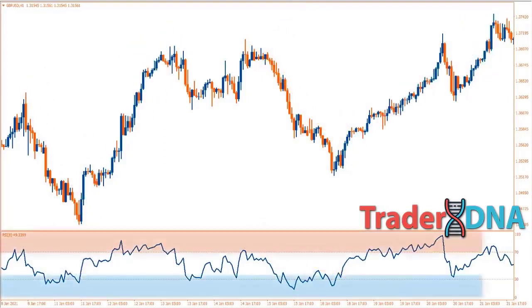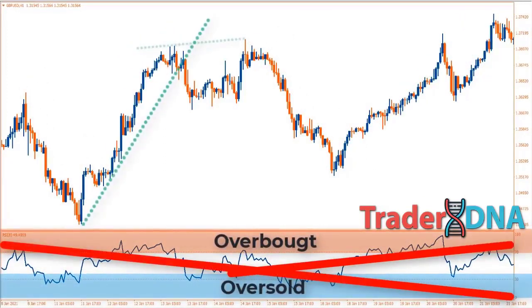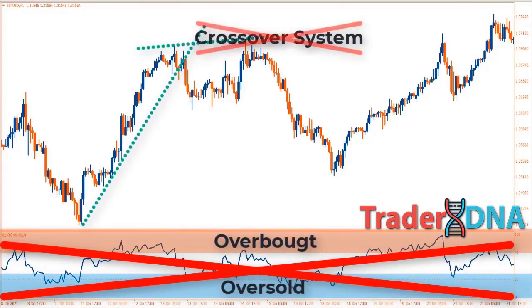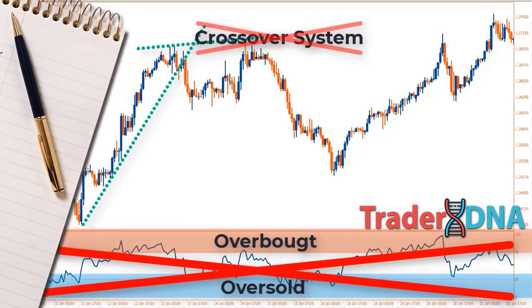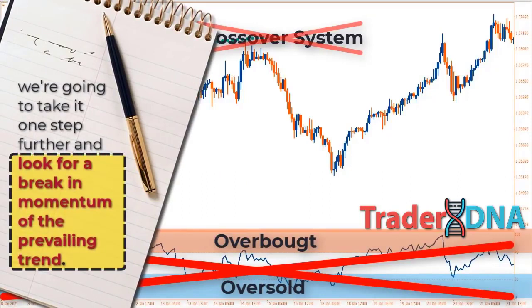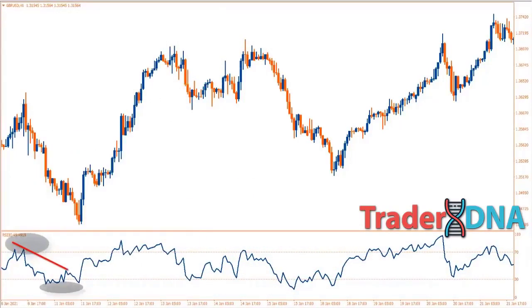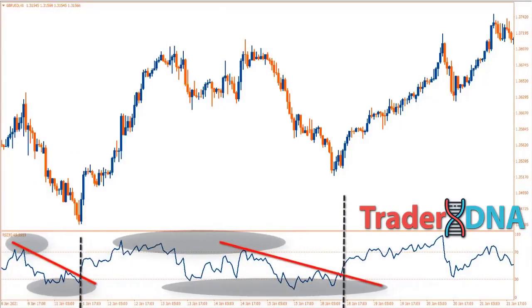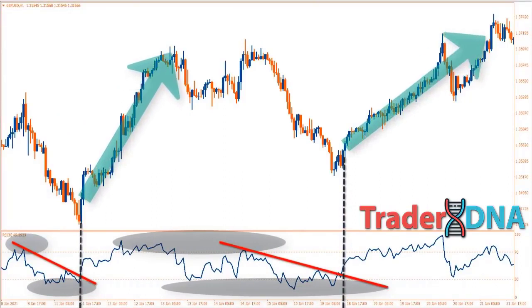We are not going to measure the overbought or oversold conditions or use it as a crossover system. We're going to take it one step further and look for a break in momentum of the prevailing trend. What I mean by this is that we're going to look at the changes in prices relative to the changes in the peak and the valley that the RSI indicator will generate. Trend lines placed on this oscillator provide an additional level of precision as well as additional trade setups.